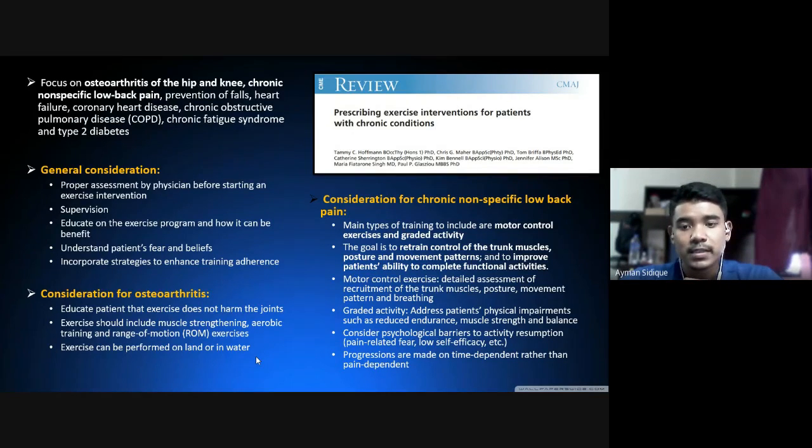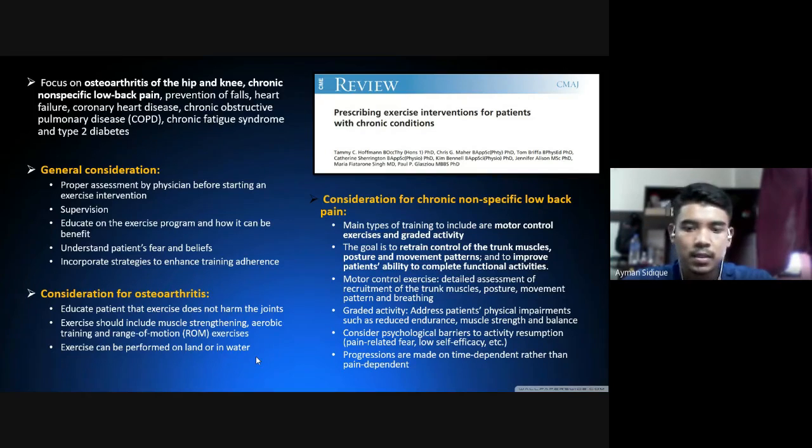So when performing motor control exercises, again, detailed assessment of recruitment of trunk muscles, posture and movement pattern, as well as the breathing technique should be emphasized. And when moving on to graded activity, the health professionals should address patients' physical impairments such as reduced endurance, muscle strength, and balance. These populations could be afraid of training, might be because of their pain, so they might not train or exercise for a long period of time. So in this part, health professionals should address whatever physical impairments they have and try to improve them.